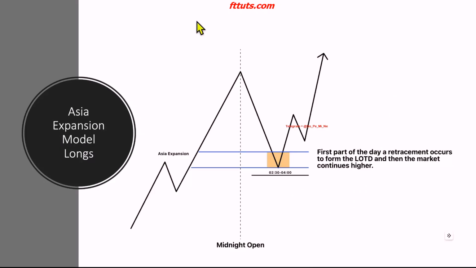The next model will be that Asia expansion model, but now through longs. This model occurs when we see an expansion leg during the Asia session. We want to see a manipulation leg lower originate from the midnight opening, and then we want to see price trade into an imbalance that formed during Asia in a discount during 2:30 to 4 a.m., where we will be looking for a lower time frame smart money reversal to occur to target buy side liquidity next.